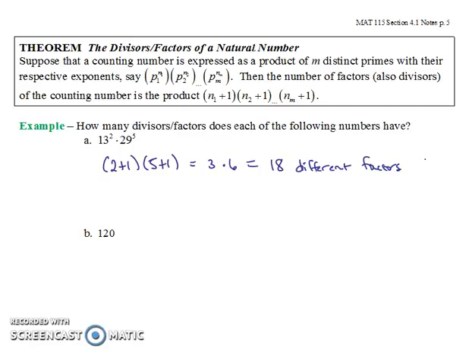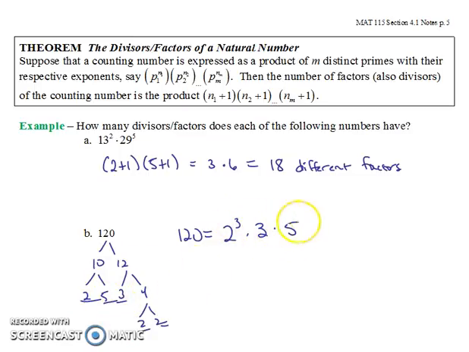120, well, in order to figure that out, we're going to have to find its prime factorization first. So I'm going to do a tree. It's 10 times 12, and 10 is 2 times 5, and 12 is 3 times 4, and 4 is 2 times 2. So 120 is actually 2 to the 3rd power times 3 times 5.